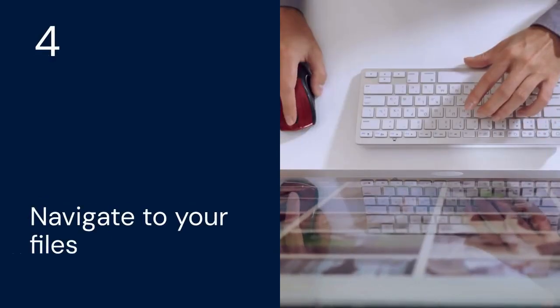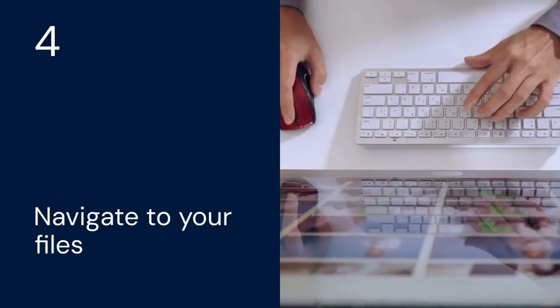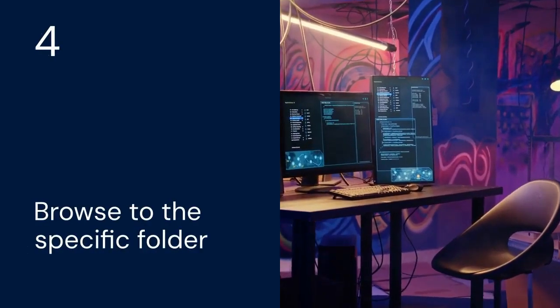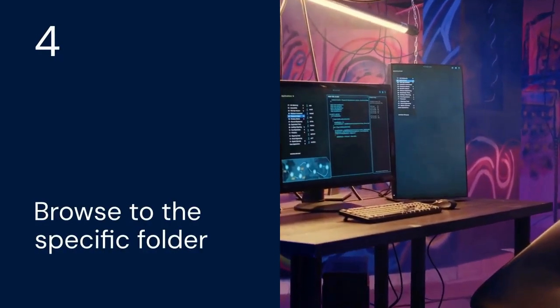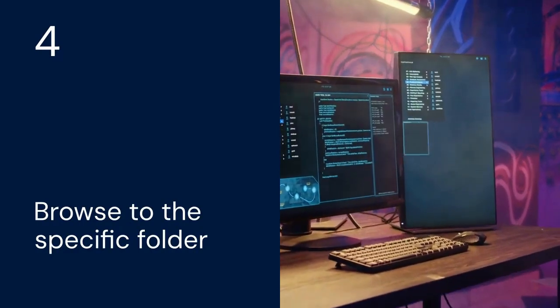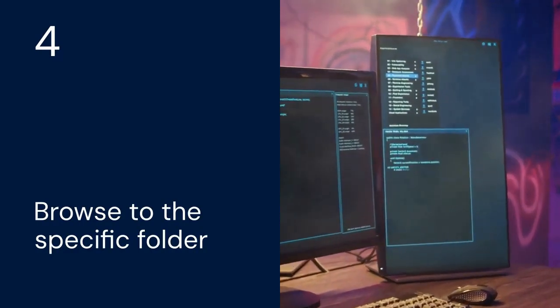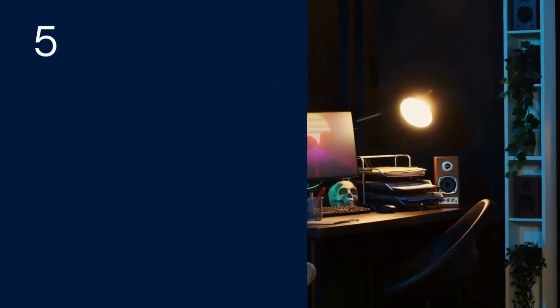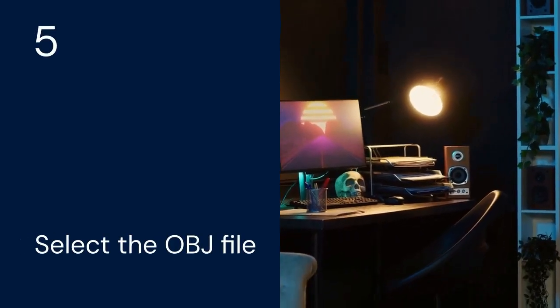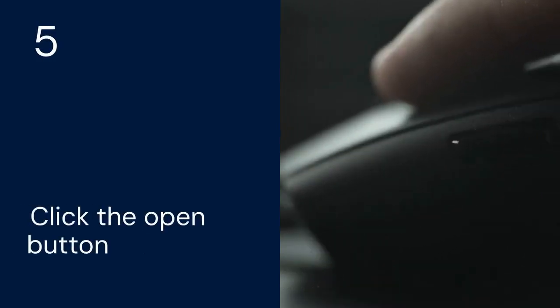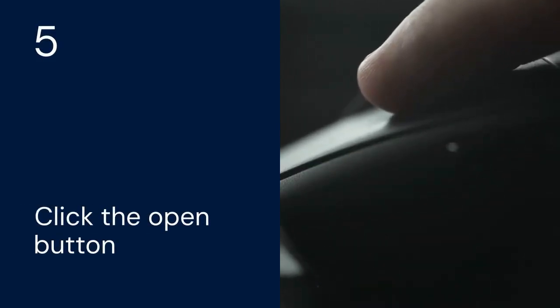Step 4. Navigate to your files. A file browser window will pop up. Browse to the specific folder where you saved your OBJ, MTL, and texture files. Step 5. Select the OBJ file. Click on your .obj file to highlight it. Then, click the Open button.